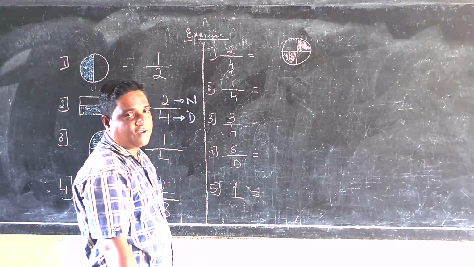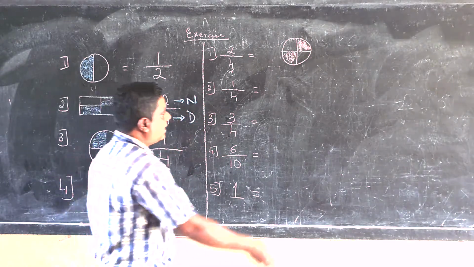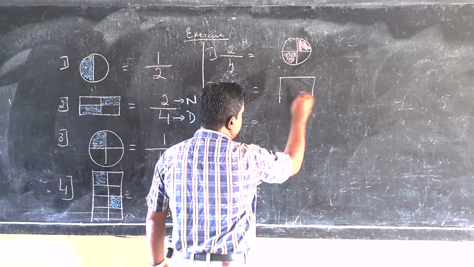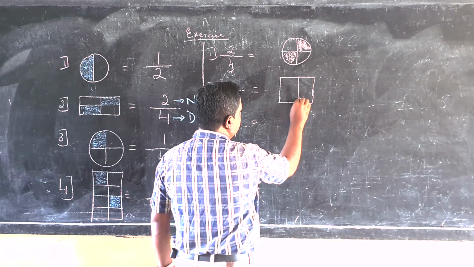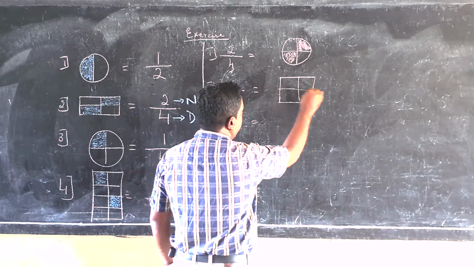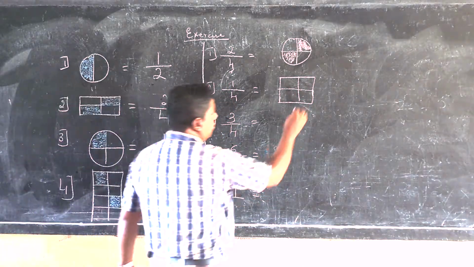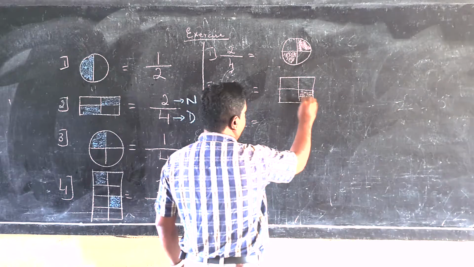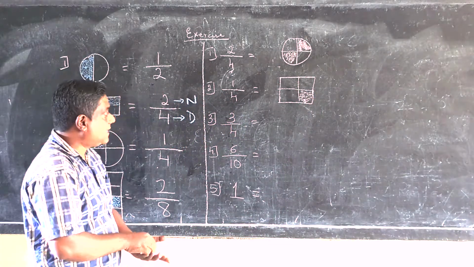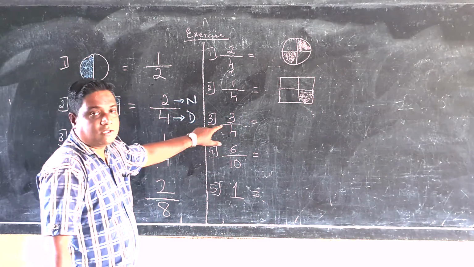The second fraction, 1 upon 4. Again, I draw a square box. Divide this box into how many parts? 4 parts. How many parts are utilized? 1 part. So shade 1 part. Understood, students?